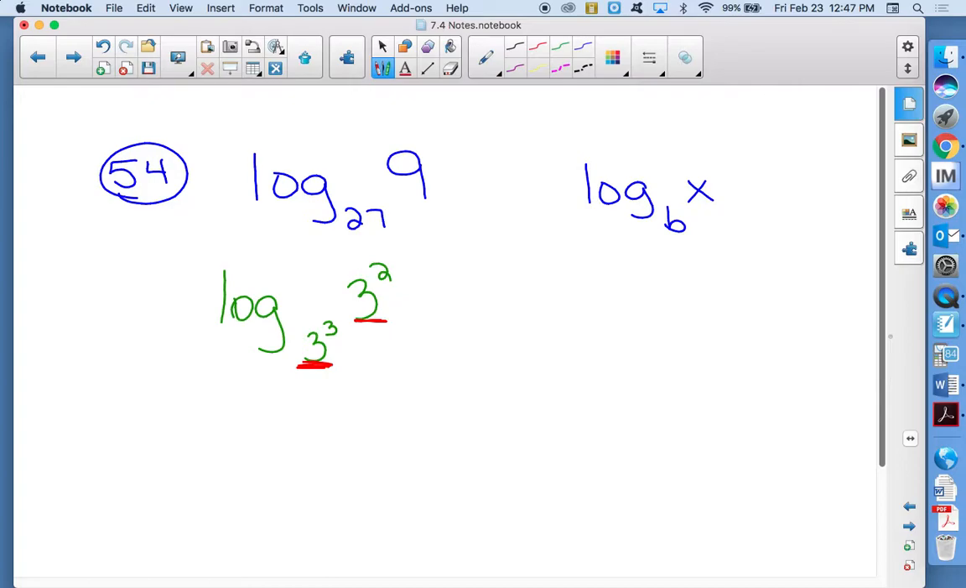So if they're powers of the same number, it has to be written as a power, which means an exponent. And the same number, the base, is the part that has to be the same. So you can write it as log, instead of 27, 3 cubed, and then instead of 9, 3 squared. So our goal is to try and simplify this.